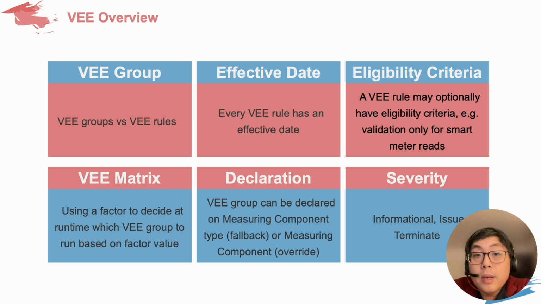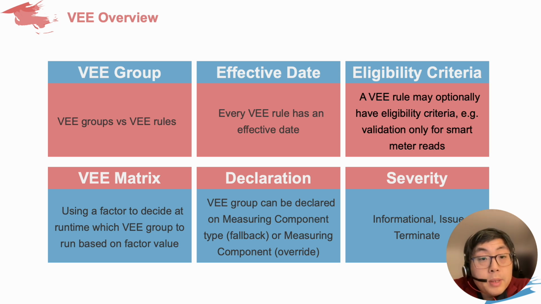Remember these eligibility criteria and the factor value can be based on different objects. They are not just restricted to device or device config. They could be based on the installation event, if the installation event is on or off, or service points. So it can traverse through this whole VEE model in terms of the data structure.